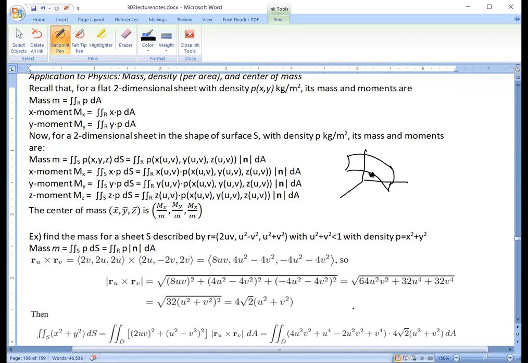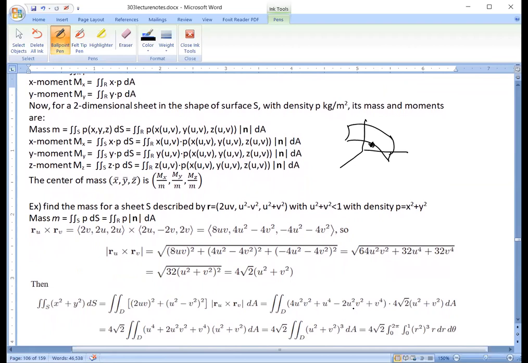the double integral of, so multiplying all that out for the density function, you get 4u squared v squared plus u to the fourth minus 2u squared v squared plus v to the fourth. And then times the magnitude of the normal vector, which we calculated was 4 rad 2 times u squared plus v squared, and then all of that dA. We haven't yet broken down the dA because we're focusing on other stuff. That's how I choose to do it at this moment.